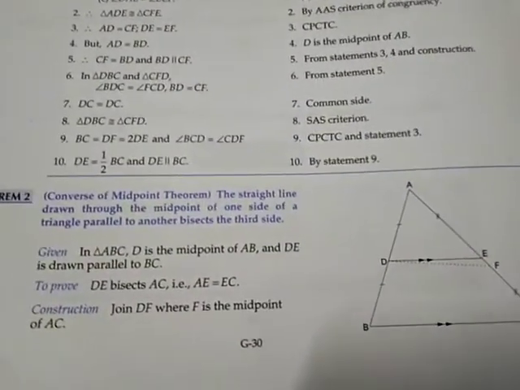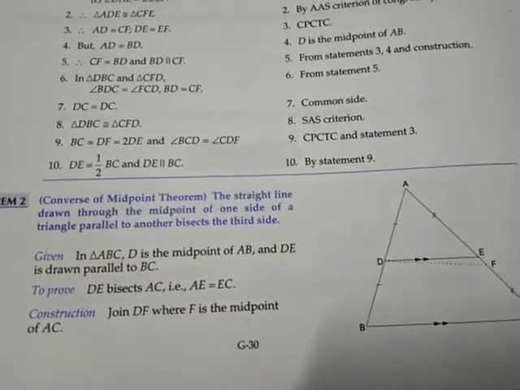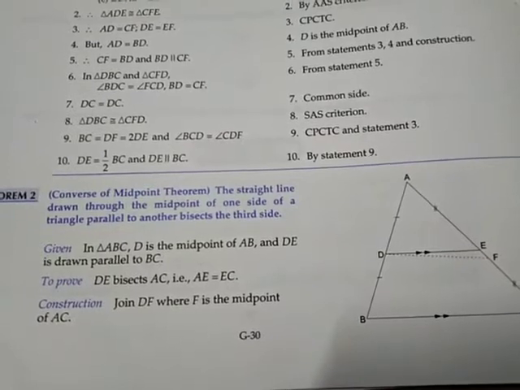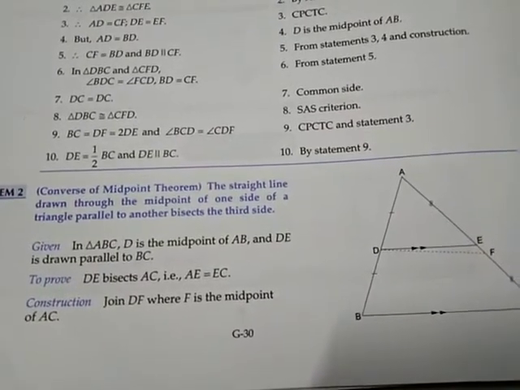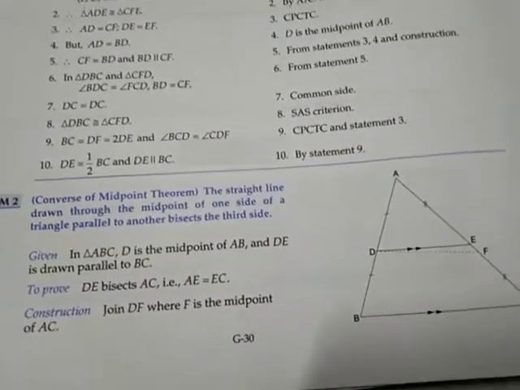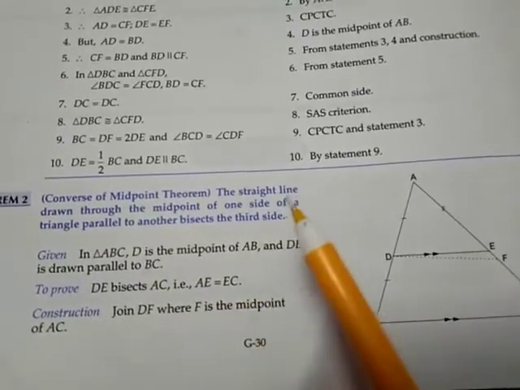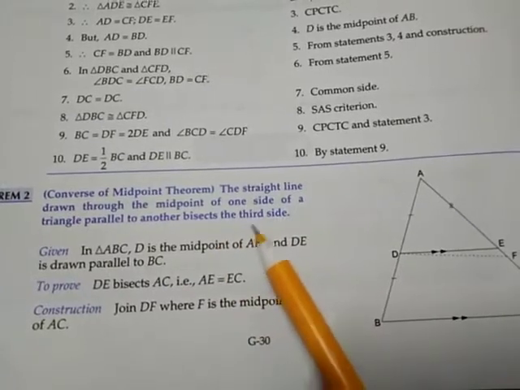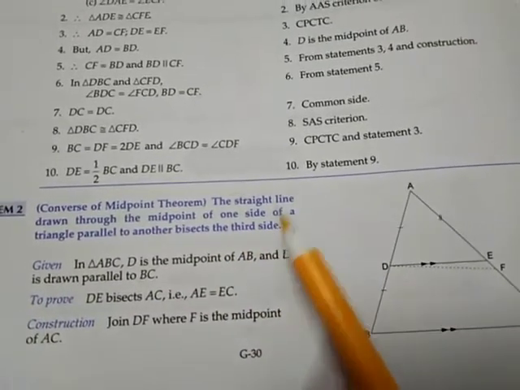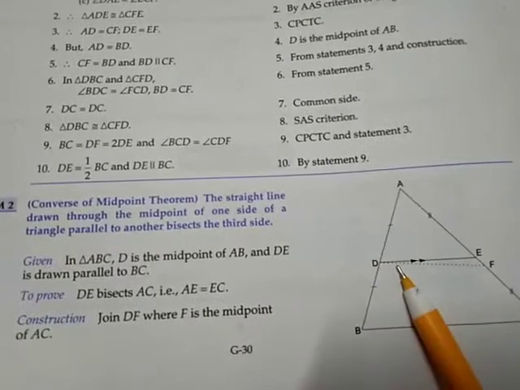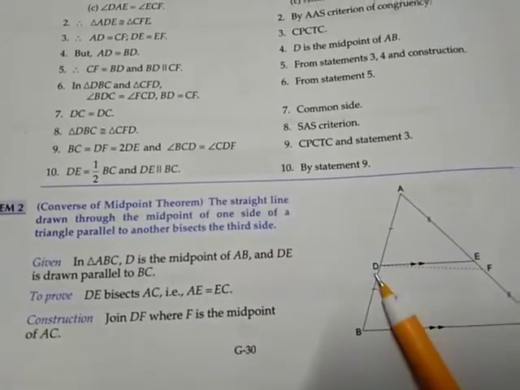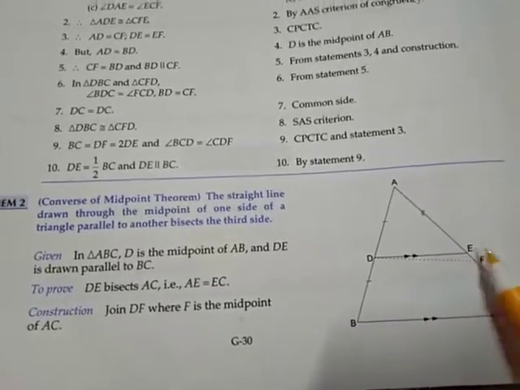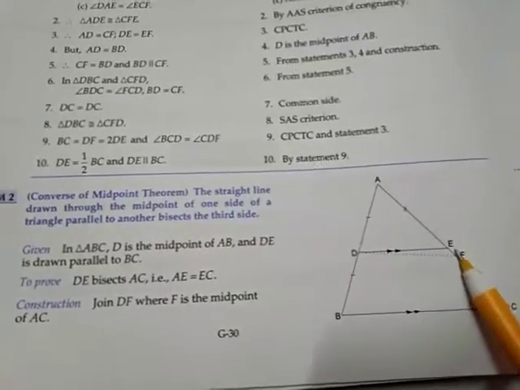Converse means just the opposite. Converse में क्या होगा? आपका जो midpoint theorem का given था वो to prove बन जाएगा और जो to prove था वो क्या हो जाएगा? Given. Clear? So in the converse of the midpoint theorem, the straight line drawn through the midpoint of one side of a triangle parallel to another side bisects the third side. It also bisects the third side.